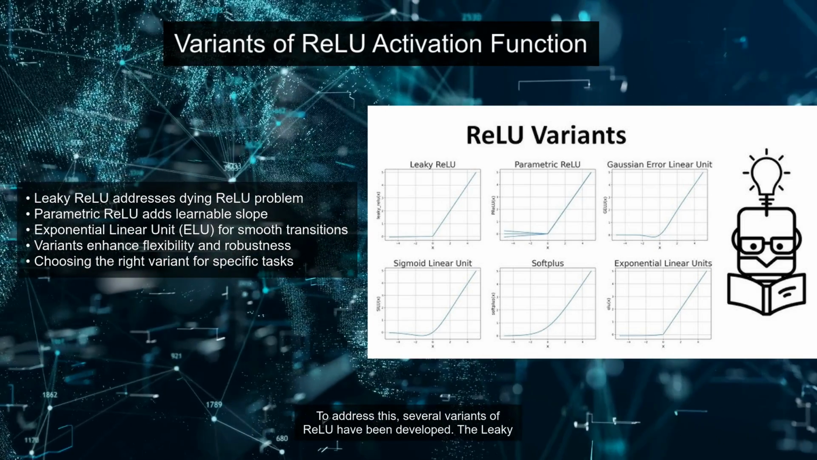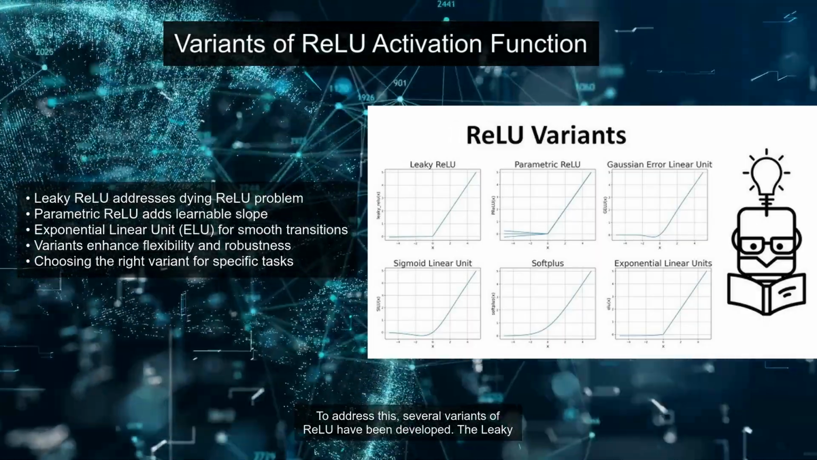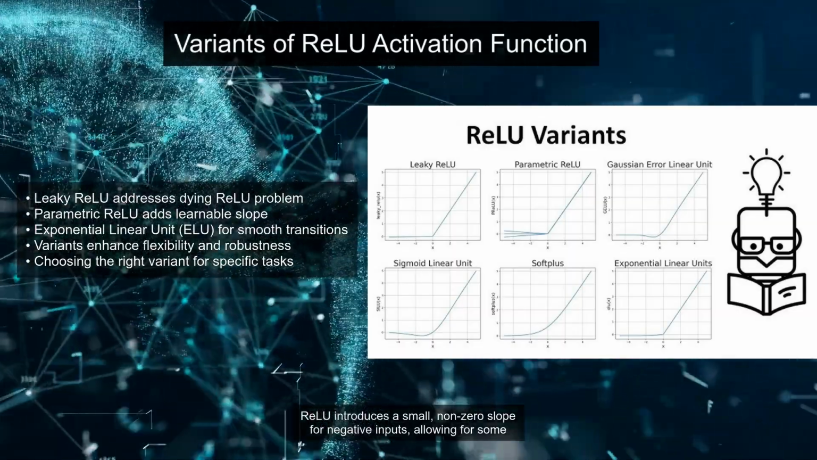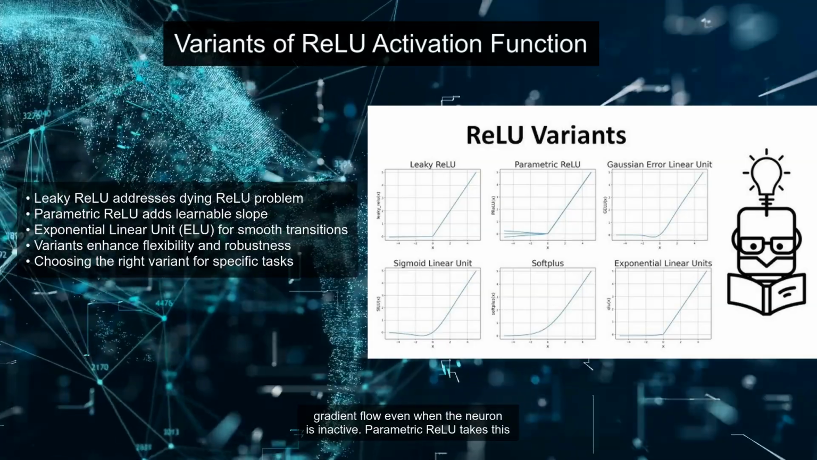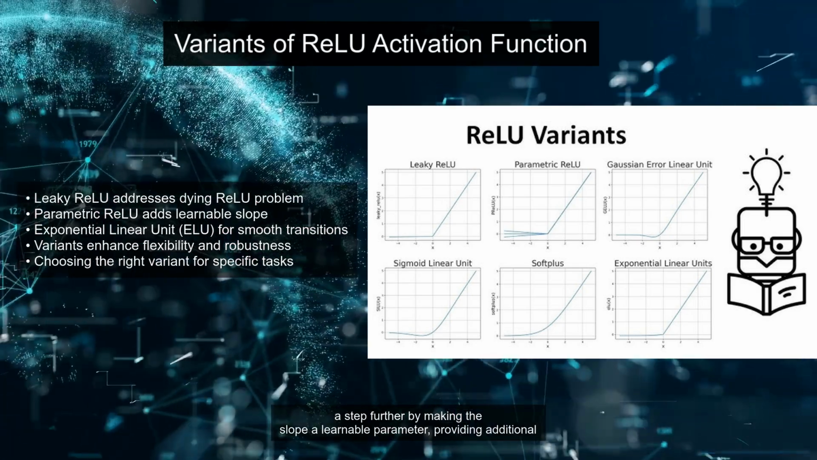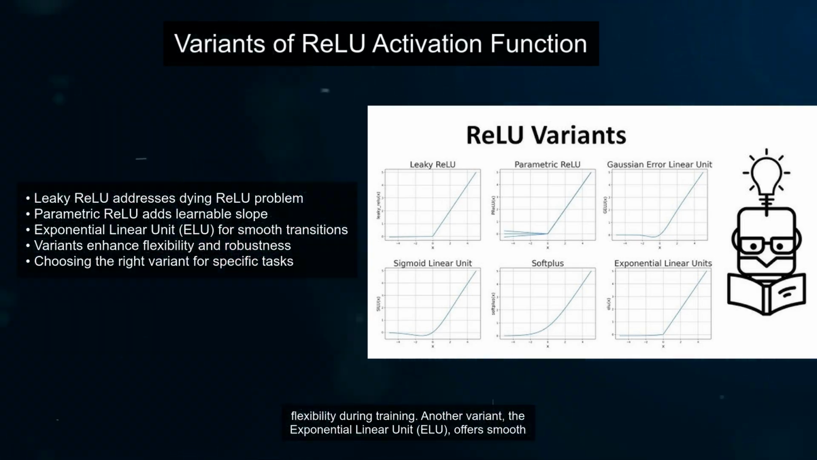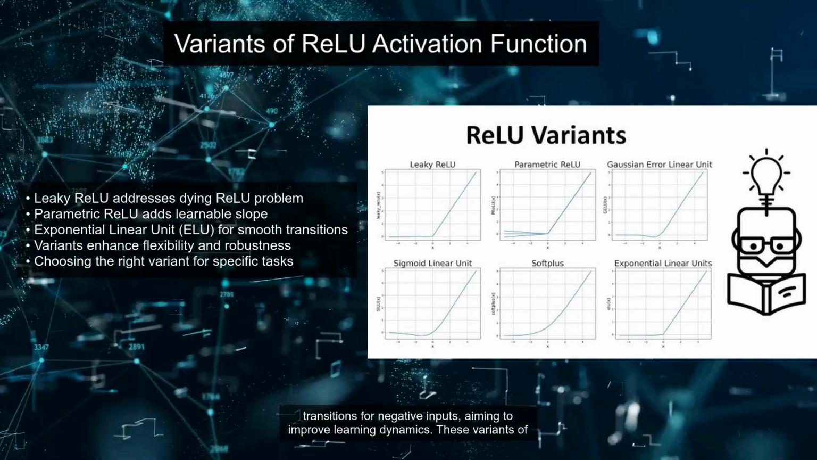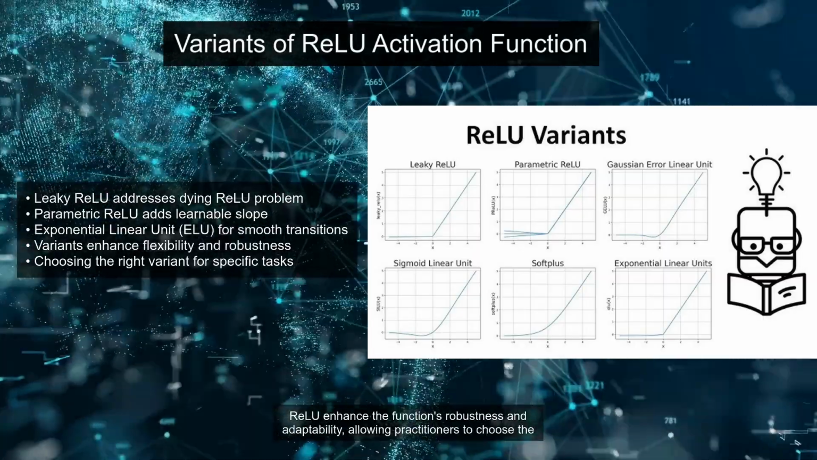To address this, several variants of ReLU have been developed. The Leaky ReLU introduces a small, non-zero slope for negative inputs, allowing for some gradient flow even when the neuron is inactive. Parametric ReLU takes this a step further by making the slope a learnable parameter, providing additional flexibility during training. Another variant, the exponential linear unit, ELU, offers smooth transitions for negative inputs, aiming to improve learning dynamics.